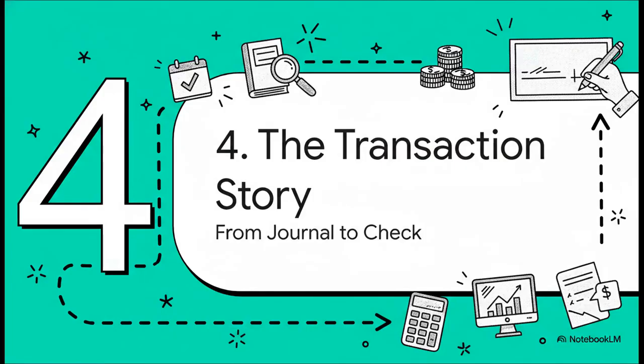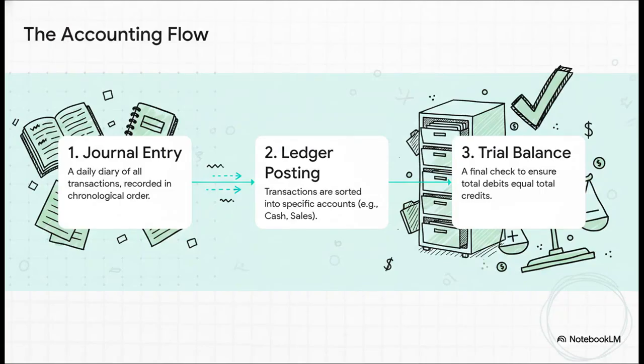All right, we've got the equation, we've got the rules. Now let's build the actual process. This is how Ram learned to follow the story of every single rupee, from the moment a customer pays to the final check at the end of the month. So, Ram learned this really neat three-step flow. And honestly, the best way to think about it is this. You've got a diary, then a filing cabinet, and then a final check to make sure you did it all right. Let's break that down.